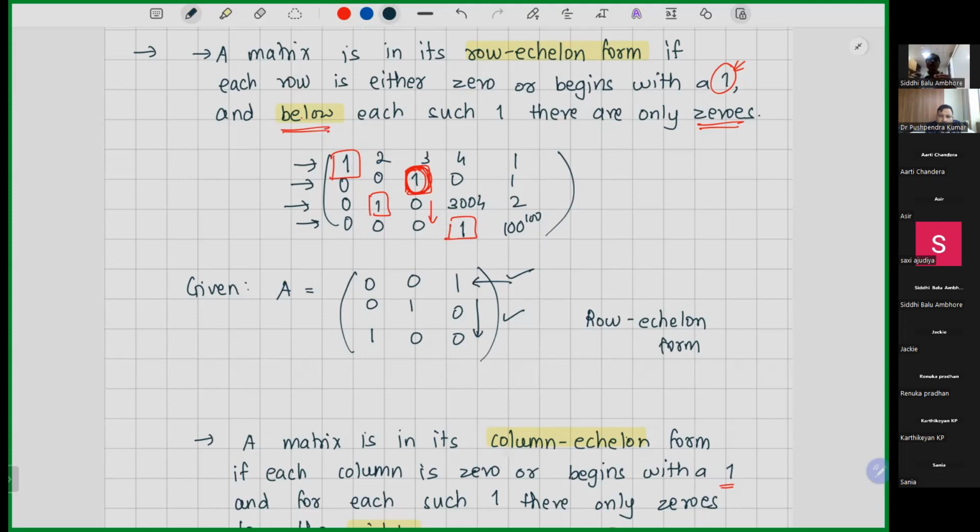Second row, I go and check for the non-zero entry. Below it everything is 0. Here I can have anything, maybe 75. Just the first entry, below it everything must be 0. That is row echelon form.